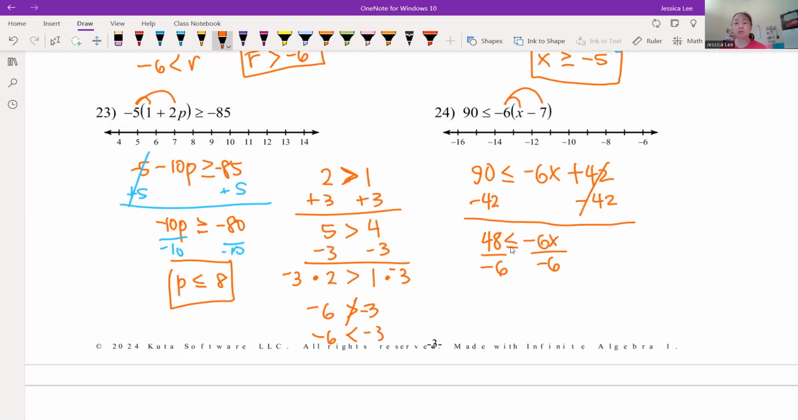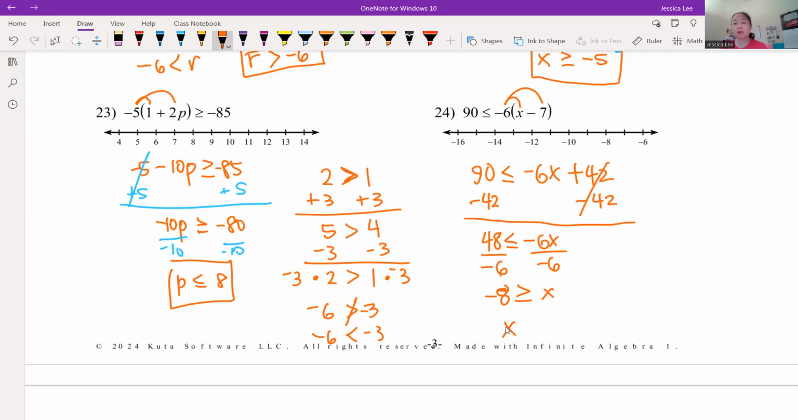Remember, I just divided by a negative, so I am going to have to flip. So 48 divided by -6 is -8. I had to flip the inequality, since I divided by a negative. There we go. Again, it doesn't matter if our answer was negative. If we're dividing by a negative, that's when we flip it. And again, I'm going to flip the whole thing, right?